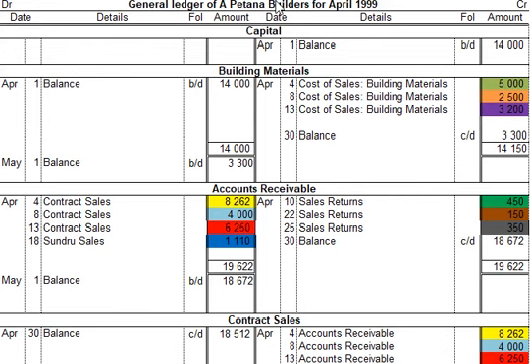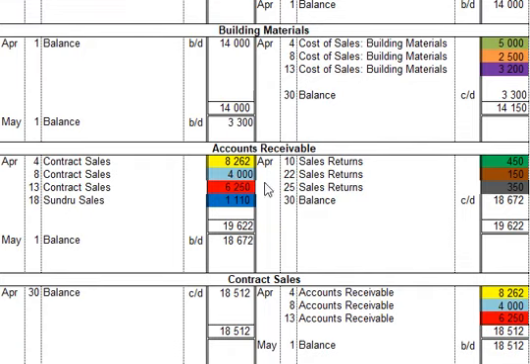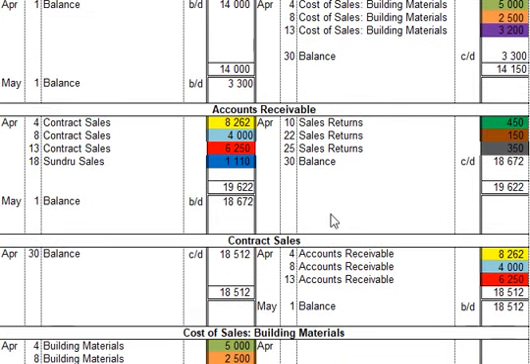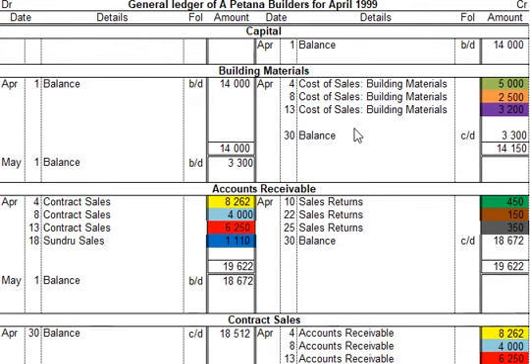Okay, the next transaction is on the 8th. On the 8th, there's another sale with the cost of sale, another credit sale. So the same accounts will be affected. You can go and follow the colors. There's the sale of 4,000, accounts receivable and contract sales. So the same accounts affected, and the same with the cost of sales, the 2,500 and 2,500. Nothing new there. Same as the one I just did. So you can go and have a look at that one.